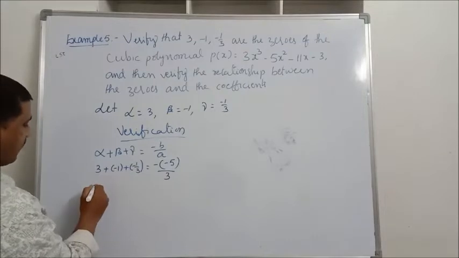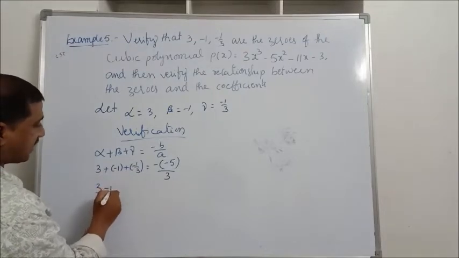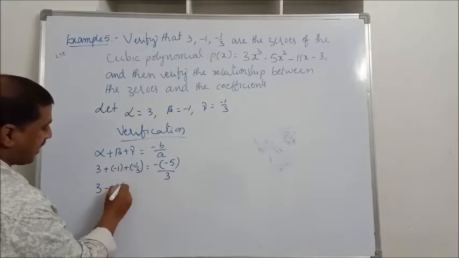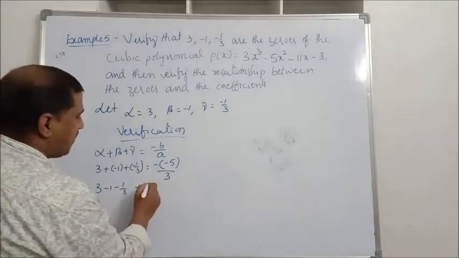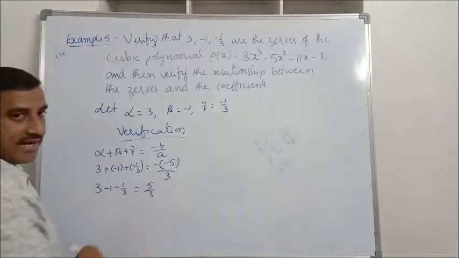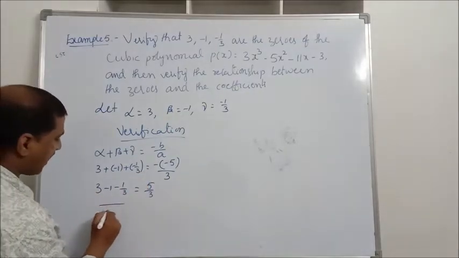Simplify. 3 plus into minus, minus 1, plus into minus, minus 1 by 3. That is equal to minus into minus it is plus 5 by 3 we will get on the right hand side. Left hand side, simplify by taking the LCM.